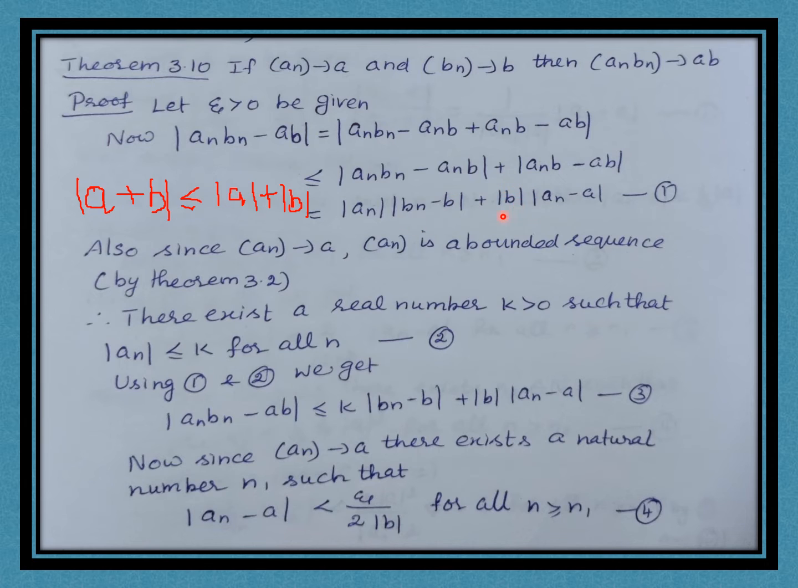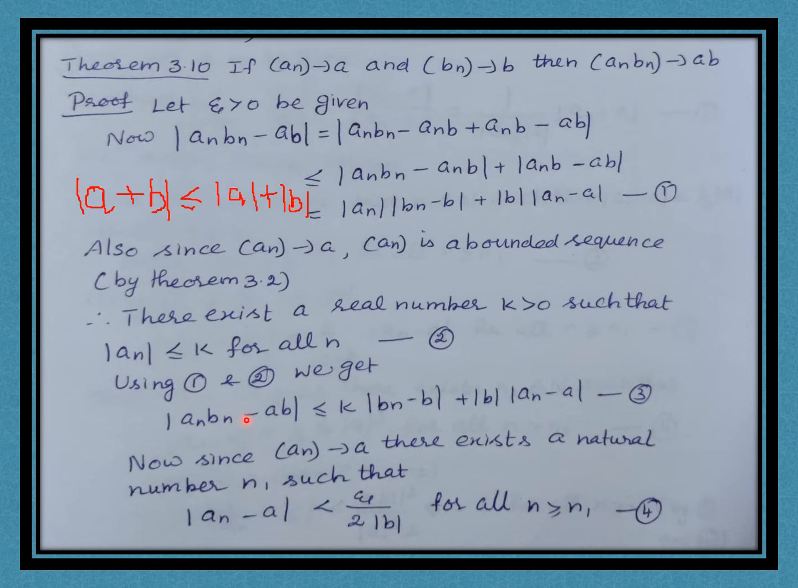Now, absolute value of b is a constant value, whereas absolute value of an is a sequence value. So, we make use of the theorem that any convergent sequence is a bounded sequence. We have there exists a real number k greater than 0 such that absolute value of an is less than or equal to k for all n. We make use of this here in 1. We have absolute value of an bn minus ab is less than or equal to k into absolute value of bn minus b plus absolute value of b into absolute value of an minus a.